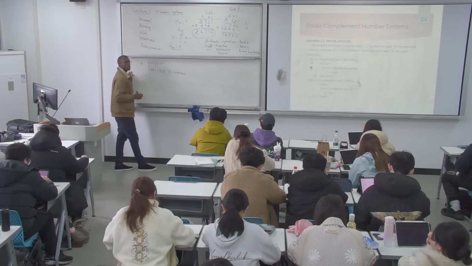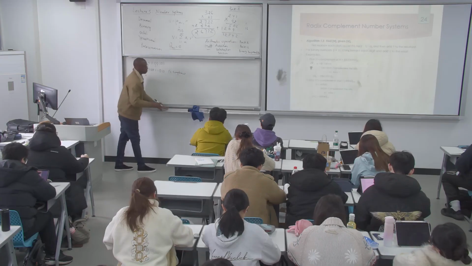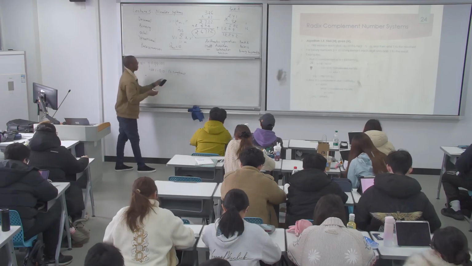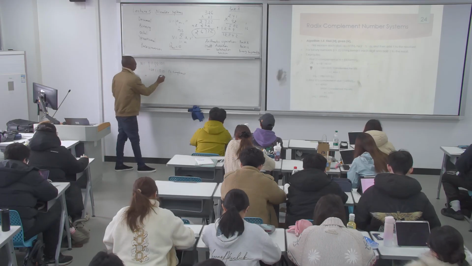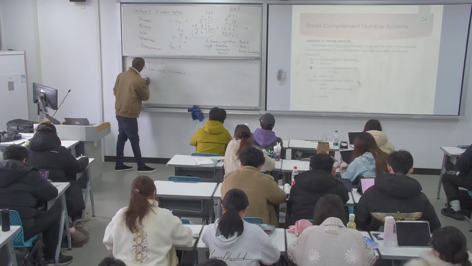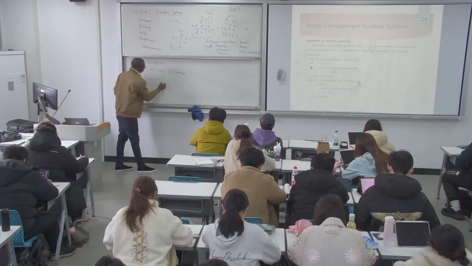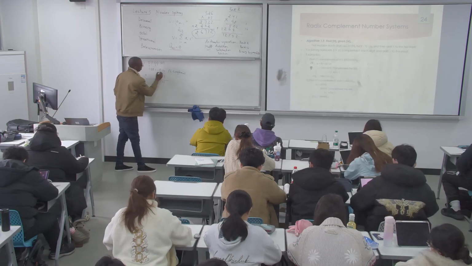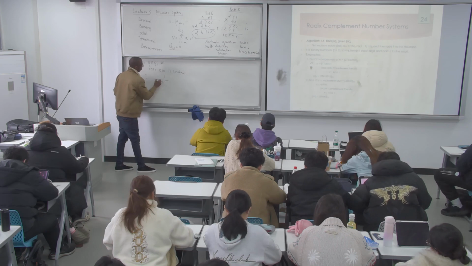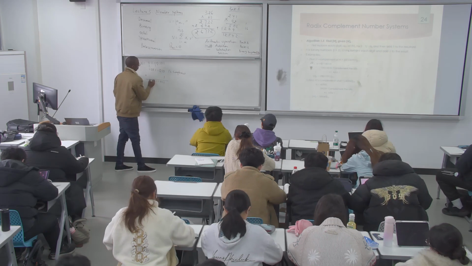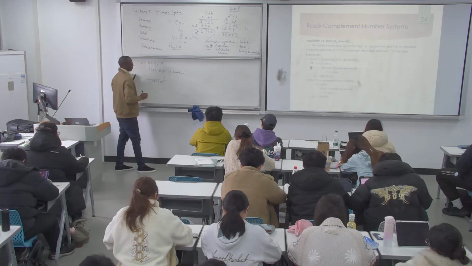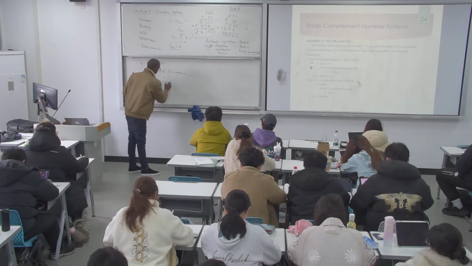but in which position? To the least significant bit, to the least significant digit. And the least significant digit is here. Then we get 1, 1, 0, 1, 1, 0, 0, 1. So this is 2's complement.